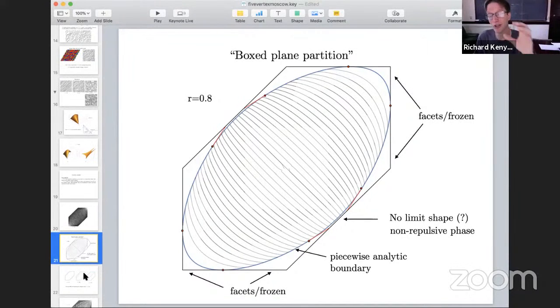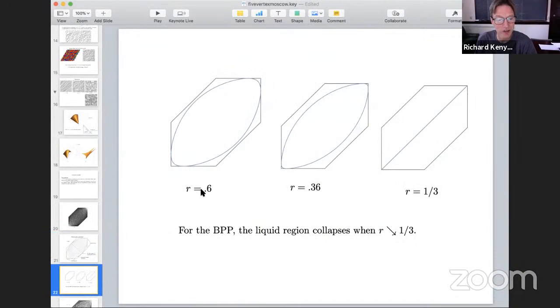Right. In fact, if I decrease R, this region gets bigger. Here's a picture. Here's R equals 0.6. Here's R equals 0.36. As R gets smaller, at some point when R equals 1/3, the region where we understand things disappears completely. So the oval, the egg, the lemon or whatever it is, the disordered region, as you decrease R, decreases and at some point in fact disappears completely. And then when R equals 1/3 or less, nothing is known. As far as we know, the limit shape is random throughout the whole hexagon. So for these particular boundary conditions, the box plane partition boundary conditions, the liquid region, where we understand things, collapses completely when R decreases to 1/3.